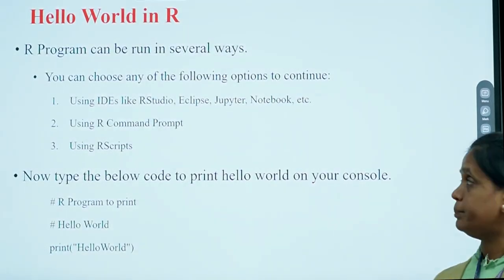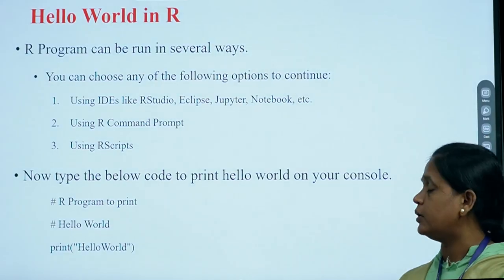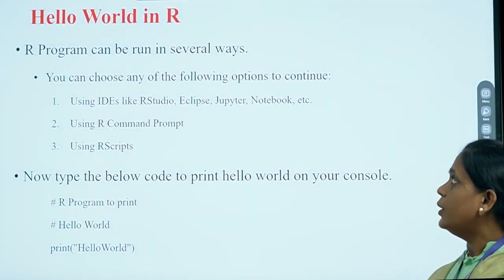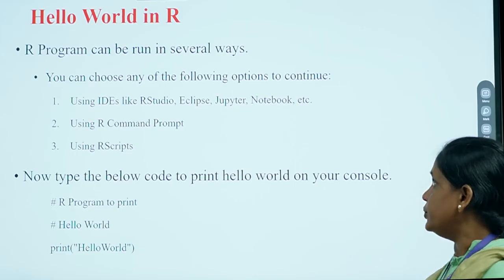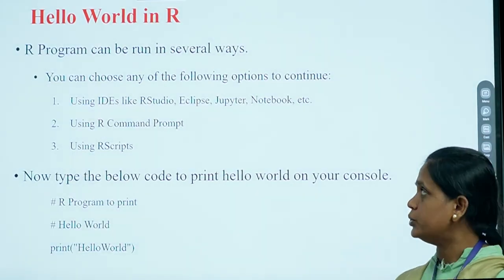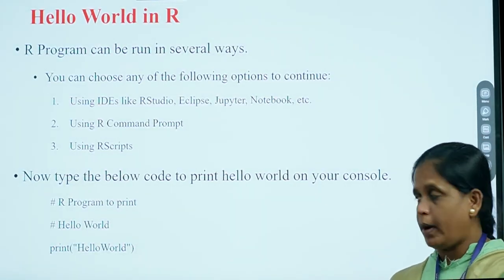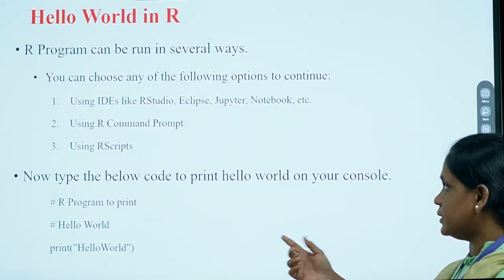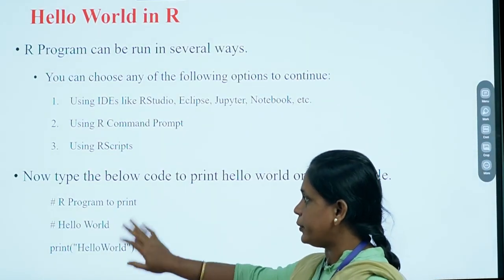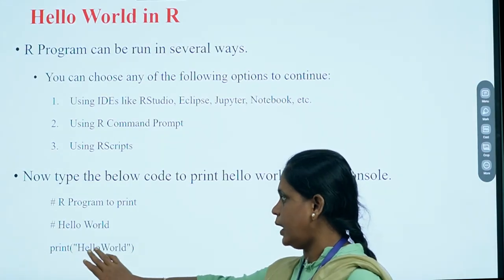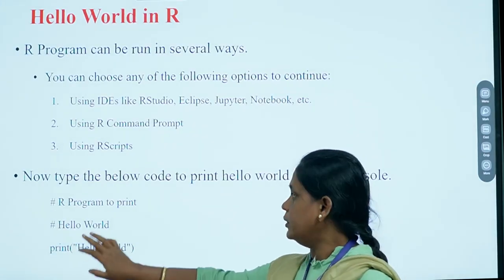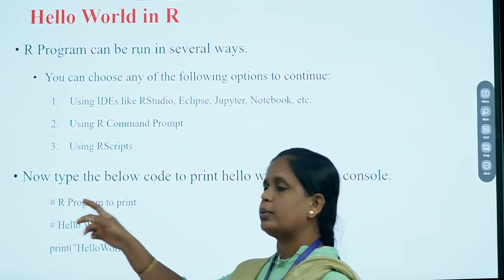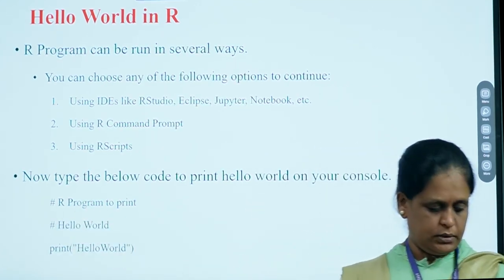To run a simple program to start with R, there are several ways we can go ahead. One is RStudio, Eclipse, or Jupyter Notebook, or you can also use the R command prompt or an R script. To start with the hello world program, if you just say print hello world, it will print that. And any line starting with a hash in R programming is just a comment line.